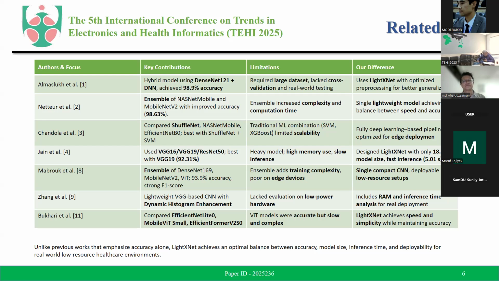Similarly, other authors use ensemble learning, ShuffleNet, VGG16, VGG19, ResNet. These ensembles increase the complexity and computational time, and traditional machine learning has limited scalability. Heavy models have high memory use and slow inference times. So we use a single lightweight model achieving a balance between speed and accuracy. We use a fully deep learning based pipeline optimized for edge deployment. We designed LightXNet with only 18.8 megabyte model size.